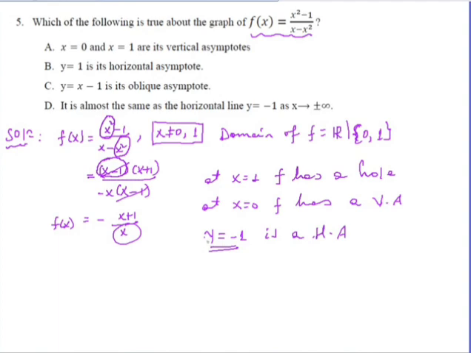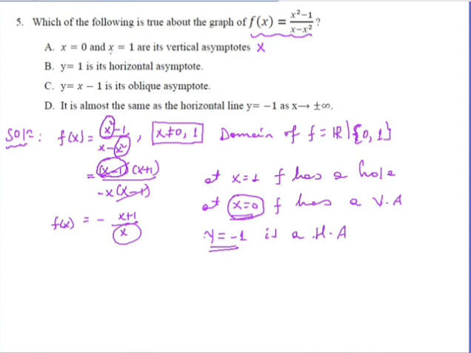Now let us see the choices. x equals 0 and x equals 1 are vertical asymptotes. This is wrong. The only vertical asymptote is x equals 0. Okay, this is the only vertical asymptote.